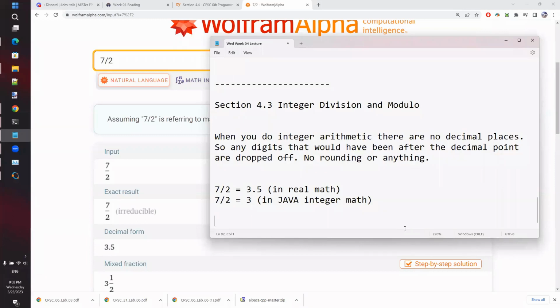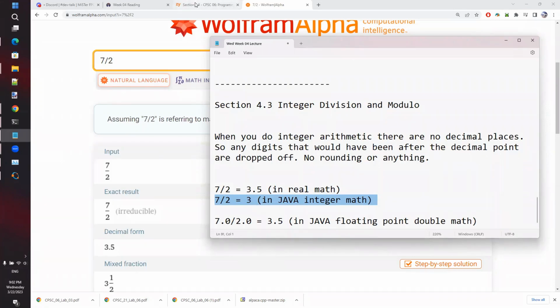Now if you use doubles, if you did 7.0 over 2.0 in Java with doubles, you would get 3.5. And that would be in Java double math. I'll say floating point math. Okay, so what this section is about is this stuff. When we're dividing or any other operation, there are no decimal points; they just disappear.